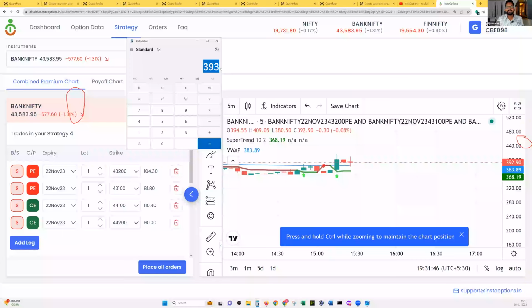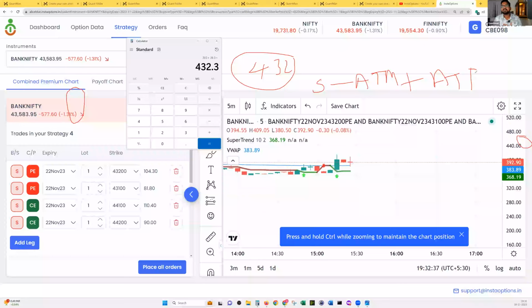If it goes to 400, which means that the premium has increased, so I'll be in loss. So what I say, plus 10%: if my premium sums up to another 10%, I want to do an adjustment. So if from 393 the combined premium goes to 432, which is 10% of the premium I collected, I'm going to add another straddle. I'm going to sell an ATM call and an ATM put. Like this, we can just write an adjustment.